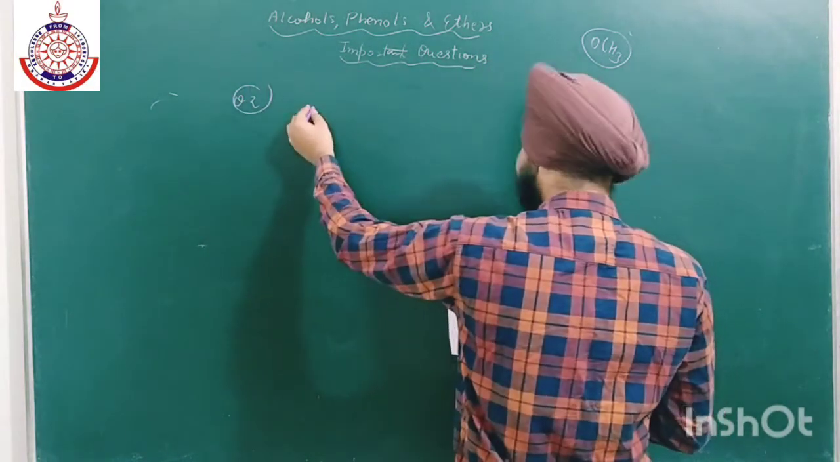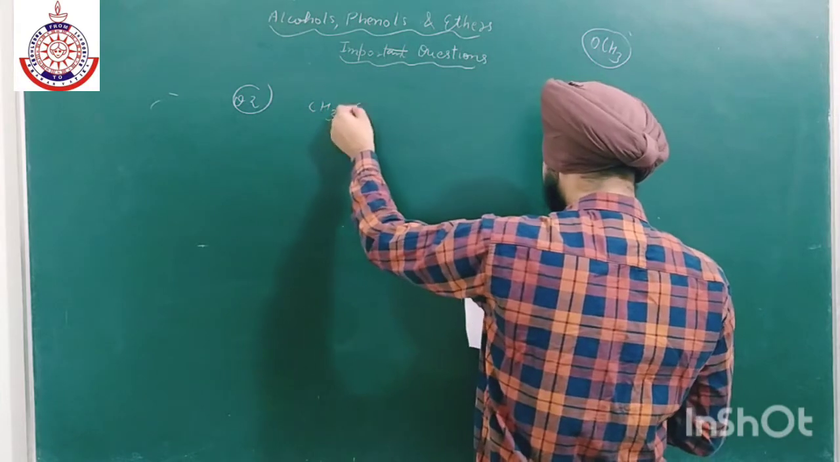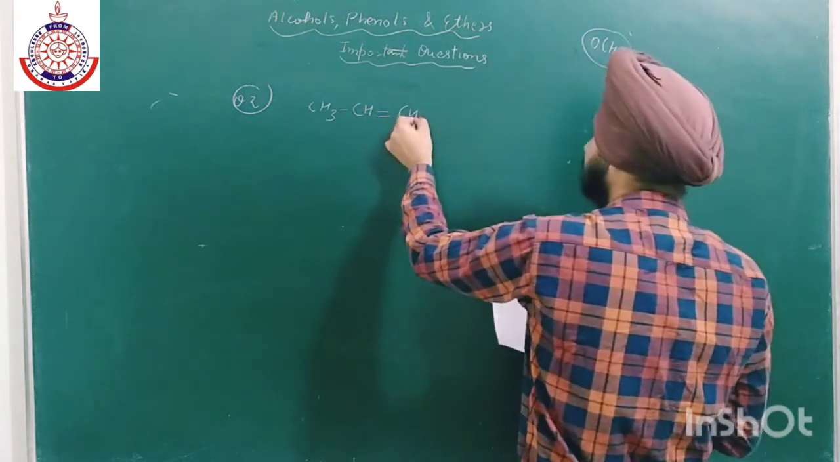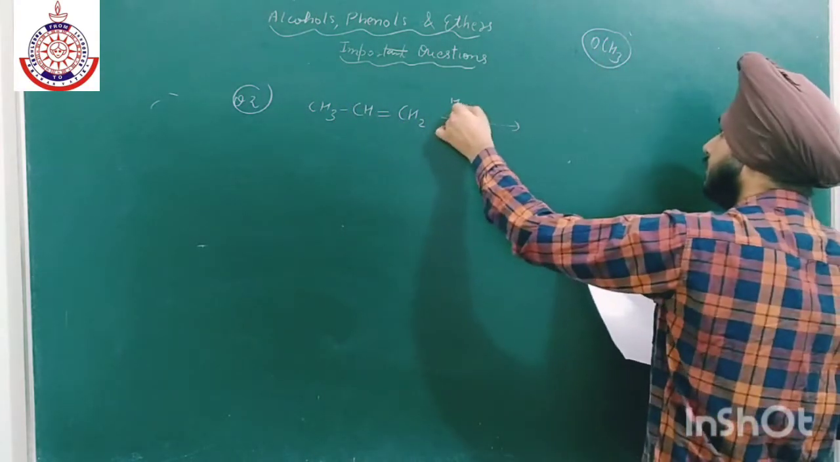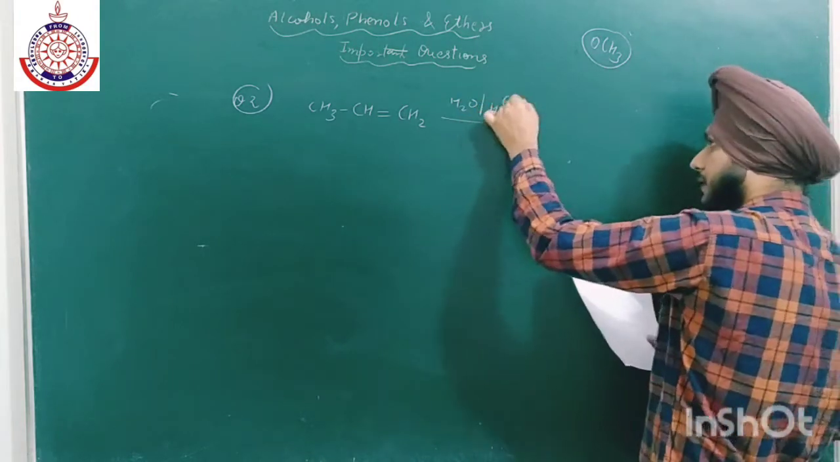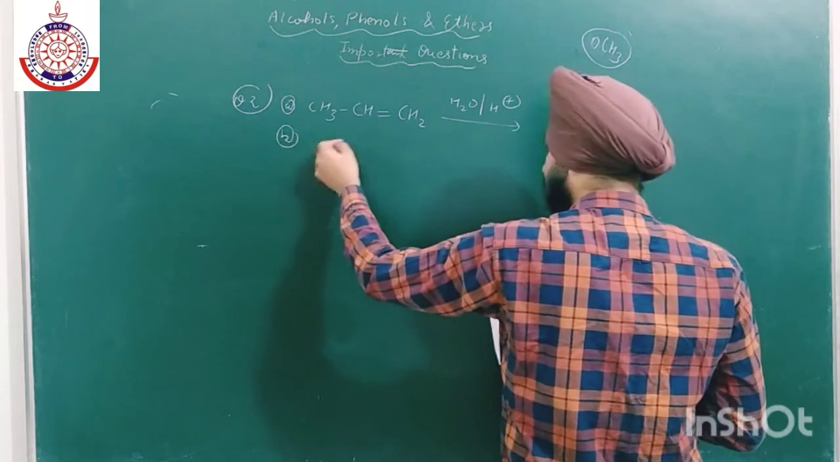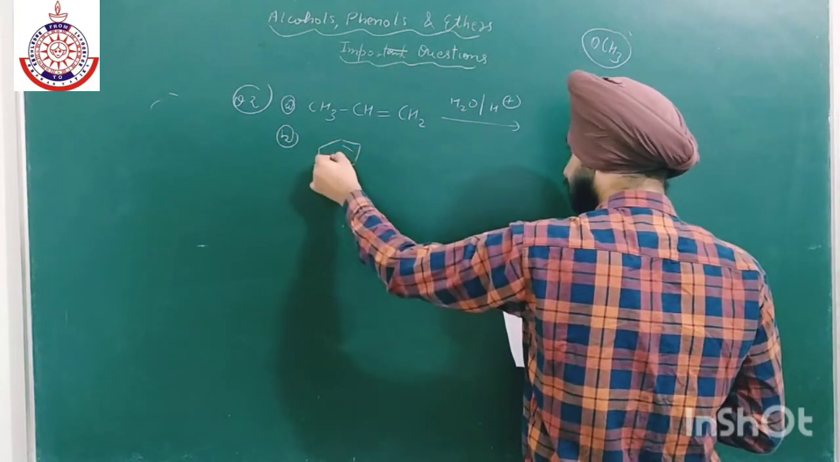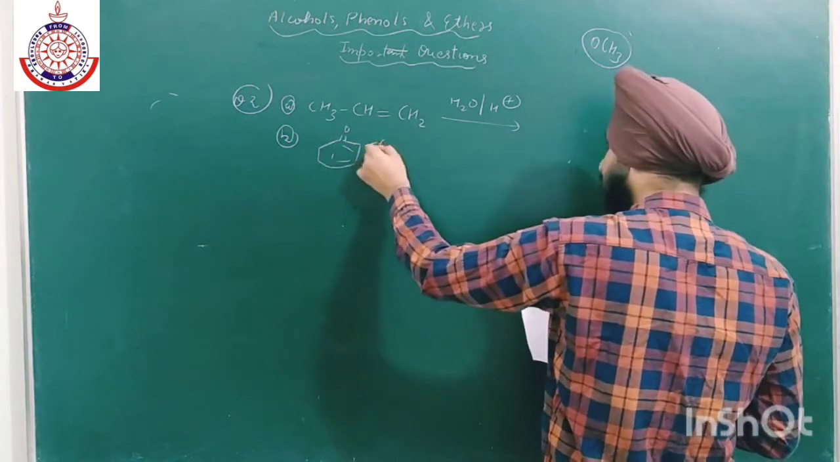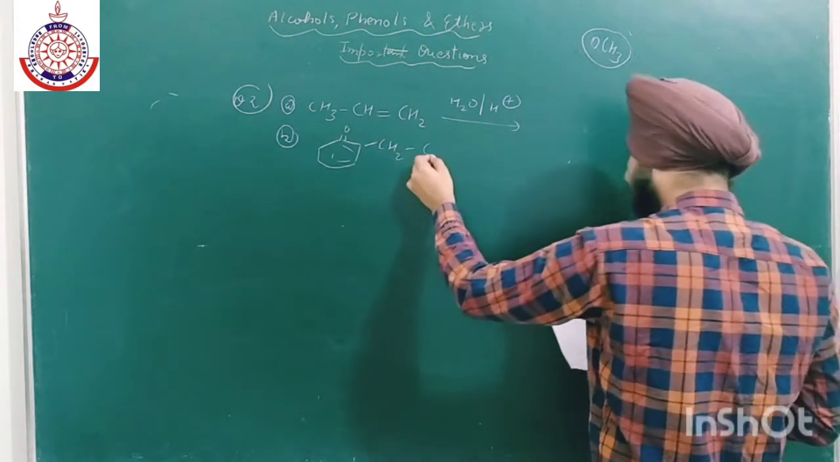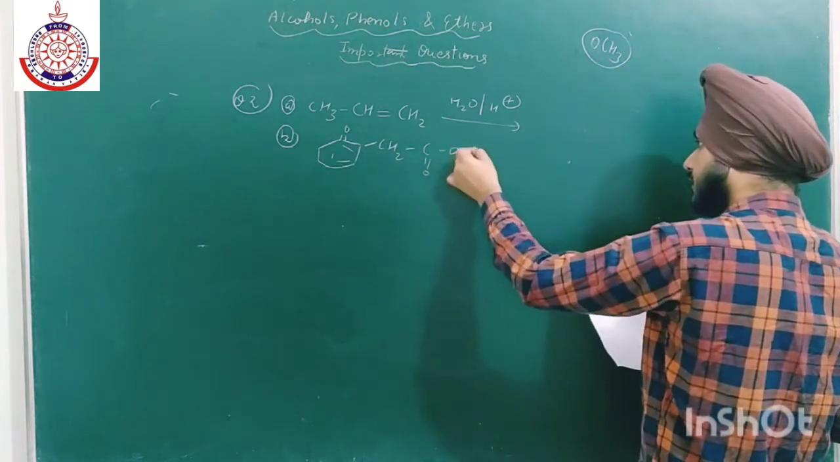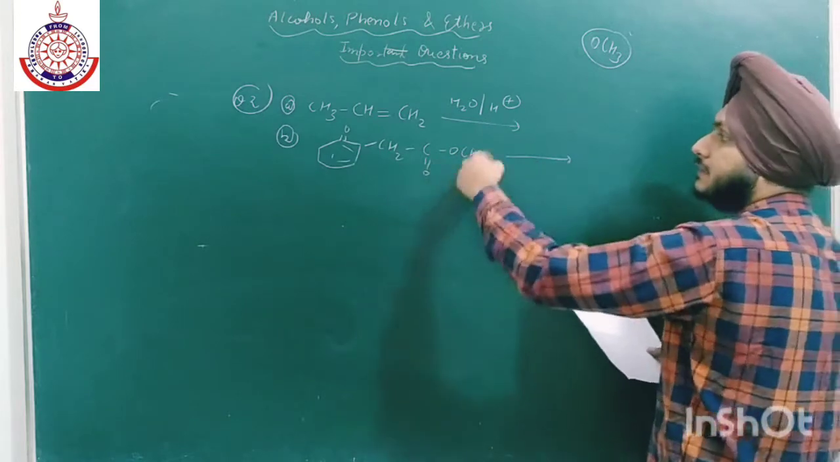The reactions are: CH3-CH=CH2 reacted with water in presence of acid. This is the first part. The second part is this compound given to us. Here two functional groups are present. The first one is ketone and the second one is ester.